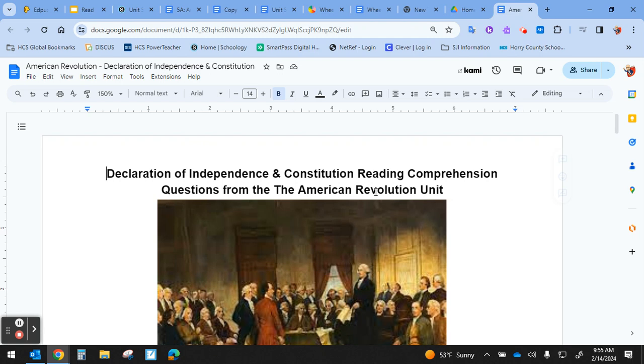All right, so this is the Declaration of Independence and Constitution reading comprehension questions. Let's change that: reading comprehension questions from the American Revolution Unit.